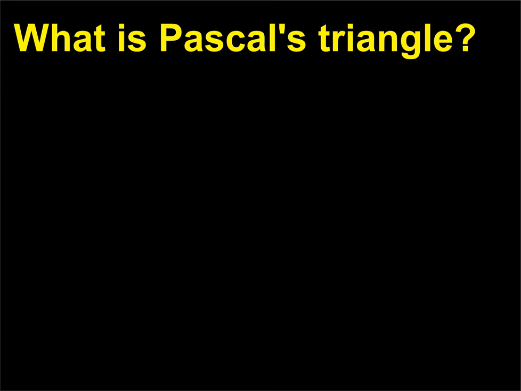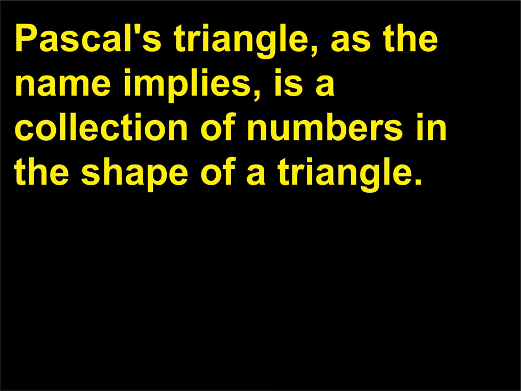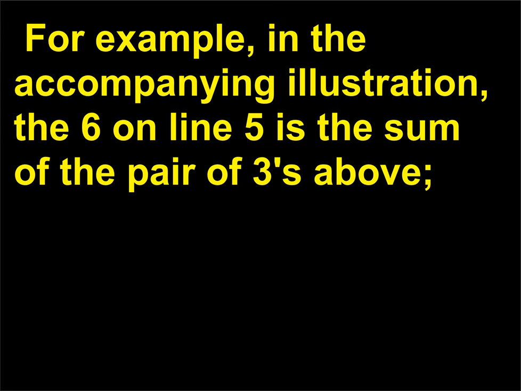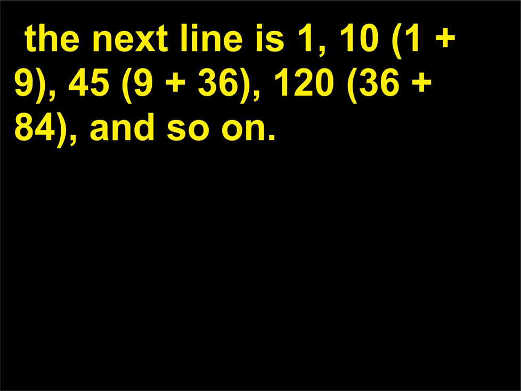What is Pascal's triangle? Pascal's triangle, as the name implies, is a collection of numbers in the shape of a triangle. Each number in the triangle is the sum of the two directly above. For example, in the accompanying illustration, the 6 on line 5 is the sum of the pair of 3s above. The next line is 1, 10, 1 plus 9, 45, 9 plus 36, 120, 36 plus 84, and so on.